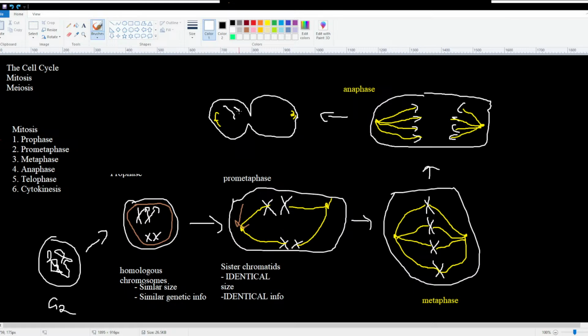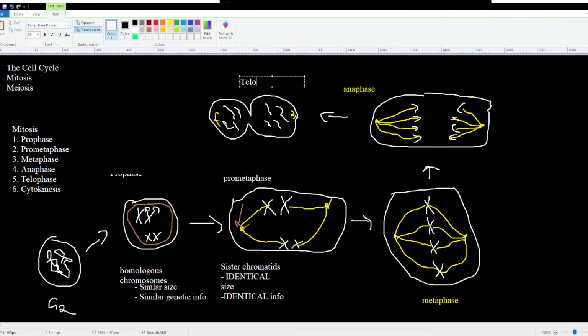Now it's going to start looking like the bowl of spaghetti again. But notice how I'm drawing 4 distinct lines here. Because if we split this in half, now each cell has 4 chromosomes. So we have exactly the amount of genetic information as we started with. We still have 4 chromosomes. So this is telophase.